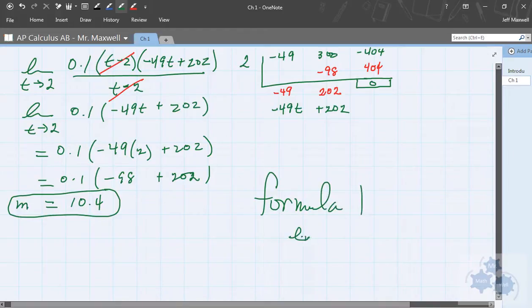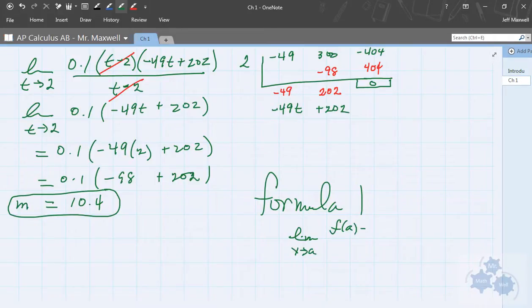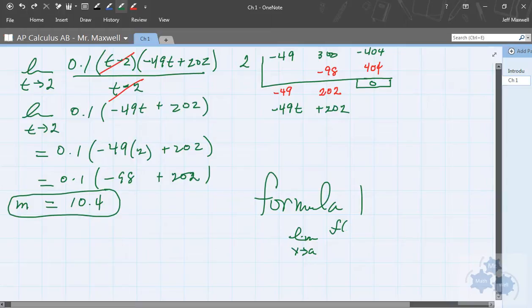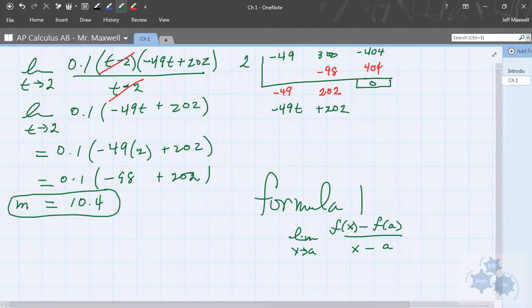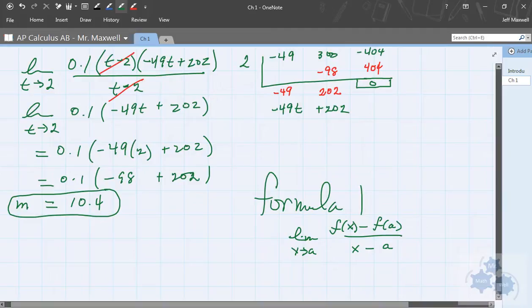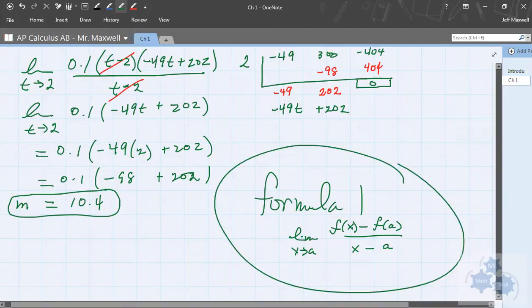The limit as x approaches a, f of x minus f of a, all over x minus a. That is Formula 1 for finding the slope of a tangent line given a function. Okay, the slope of a line at a point on a function.